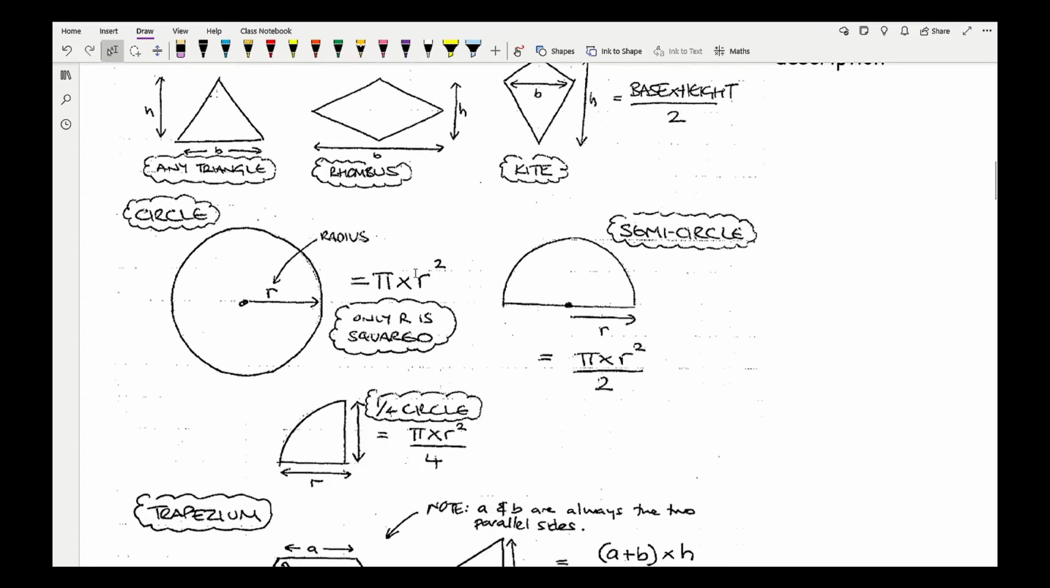Now when it comes to a circle, again with these compound shapes, it's unlikely you'll have a full circle, which the formula is pi times r squared.